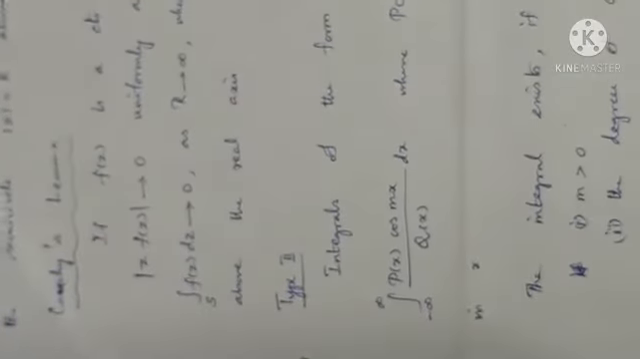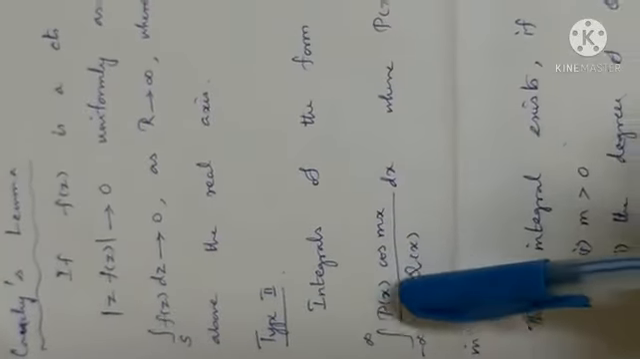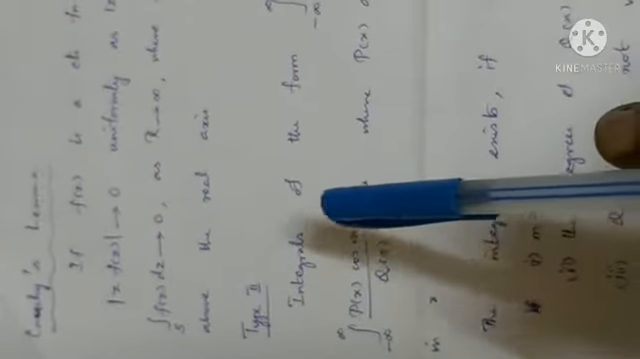Let us see type 2 problem of contour integration. It is of the form integral from minus infinity to plus infinity of p of x cos mx divided by q of x. So this is the second type. If it is simply p of x by q of x, it is the first type. If in the numerator we have cos mx or sin mx, it comes under the second type. It's not cos mx simply, even sin mx is the second type. The method is the same.